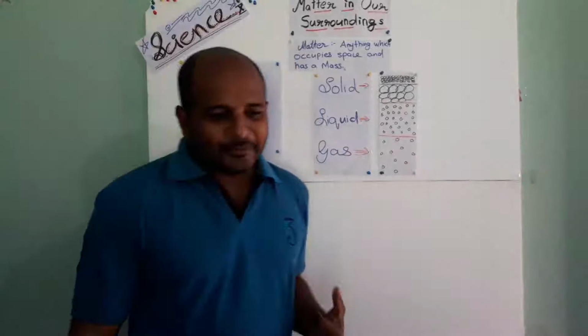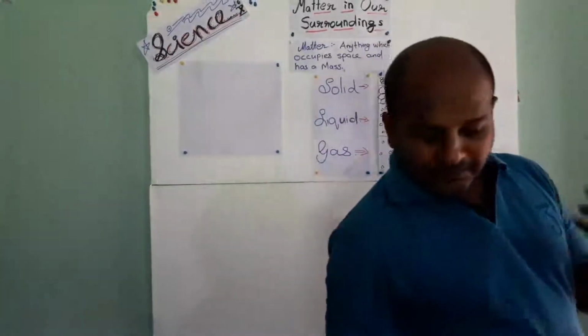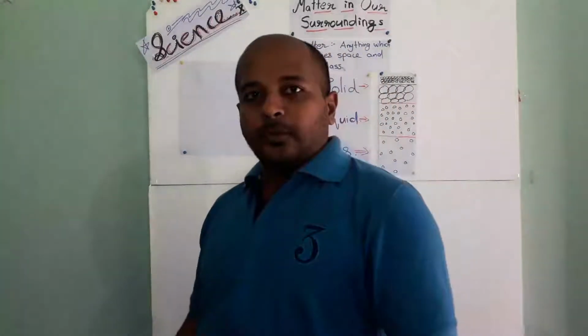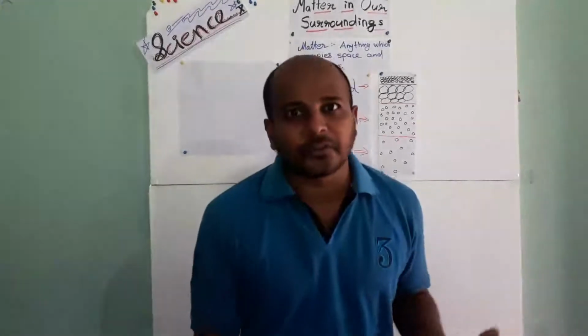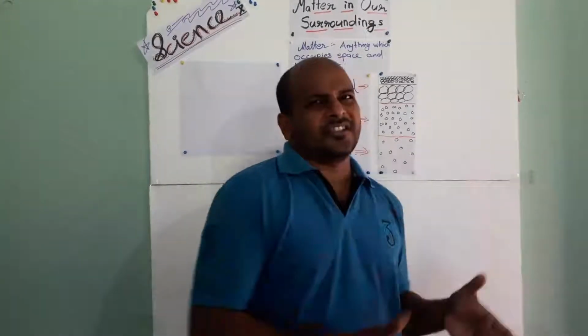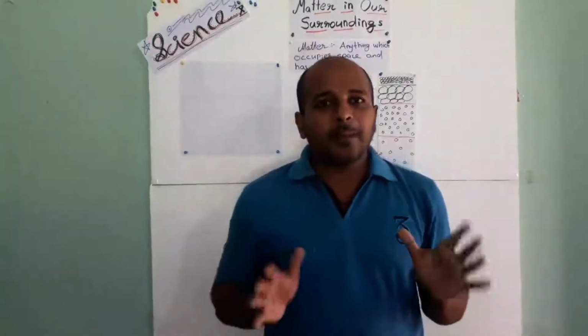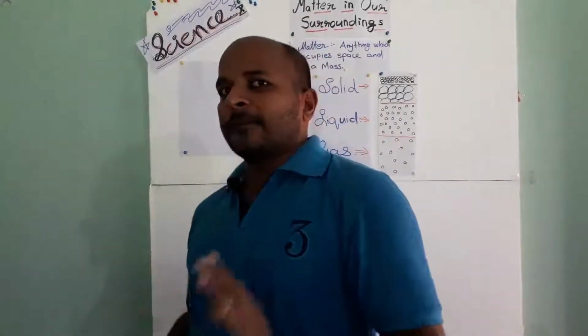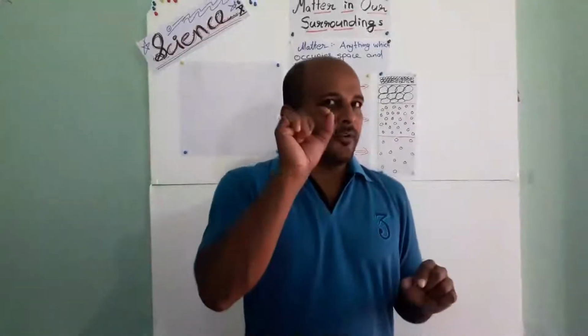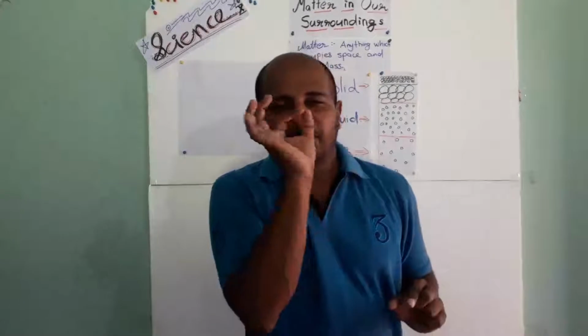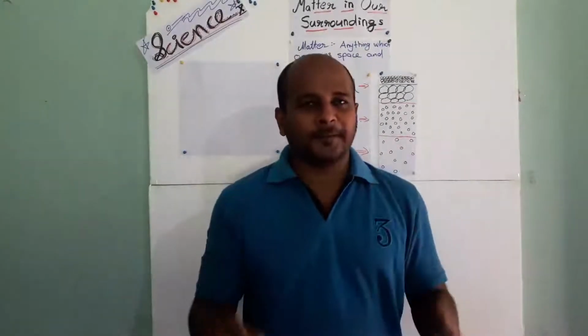Anyway, we can come to the examples. The first point is that matter is made up of particles. Mostly in the textbook there are lots of examples for this. The first example is a very simple one. Matter is made up of particles. Particles means small granules, small parts of matter.